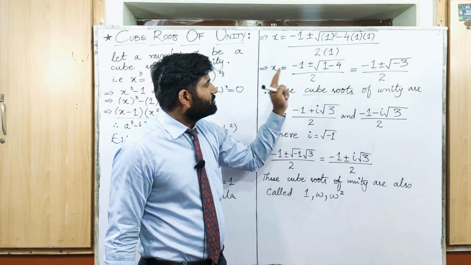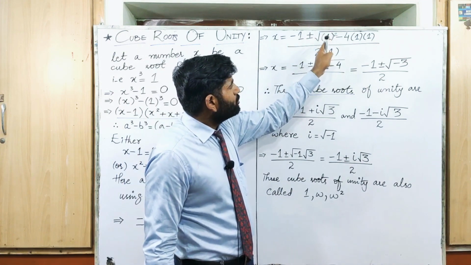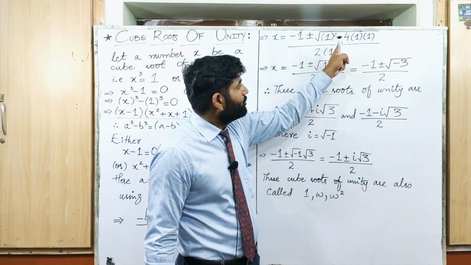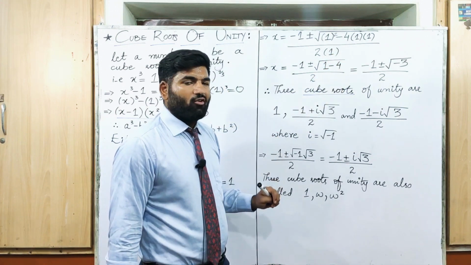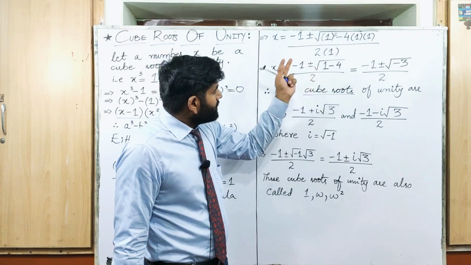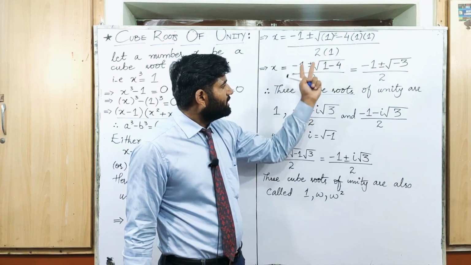Now simplifying this one, it will be what? Minus 1 as it is, plus minus under root 1 square is 1, 4 into 1 is 4 and again multiplied by 1 will be again equal to 4. So it will be minus 1 plus minus under root 1 minus 4, over 2 ones are 2.